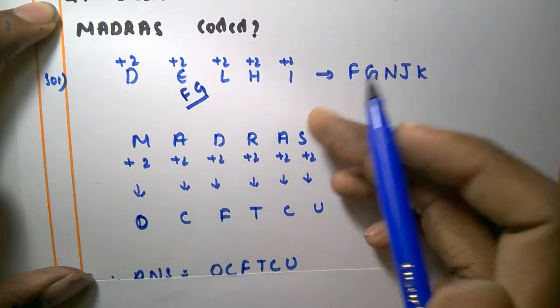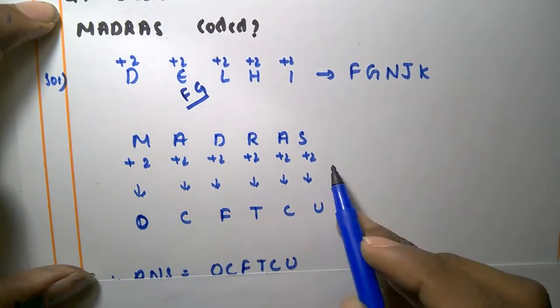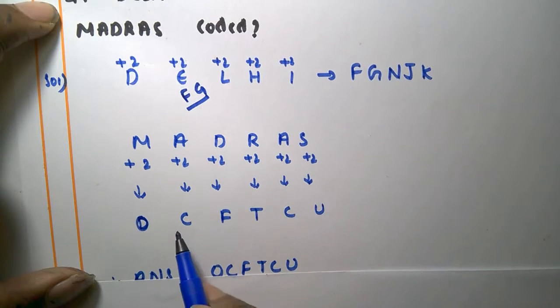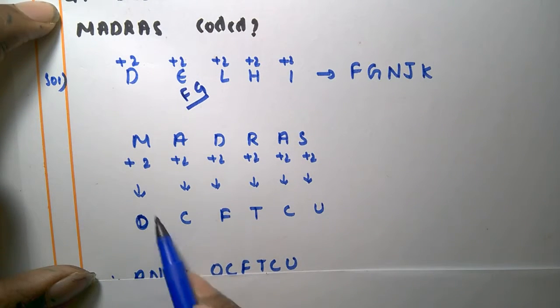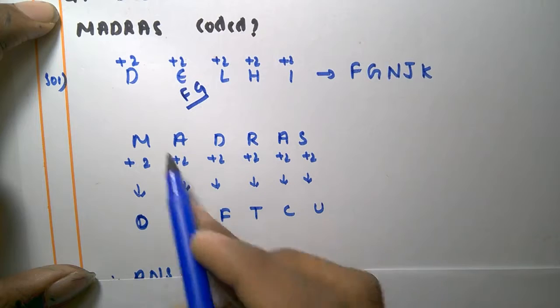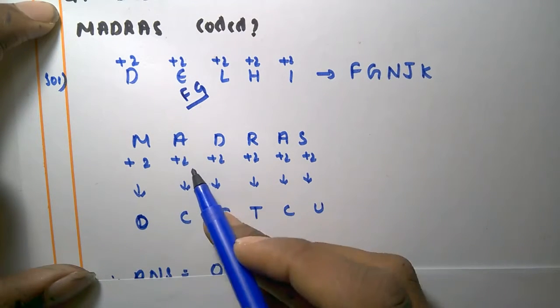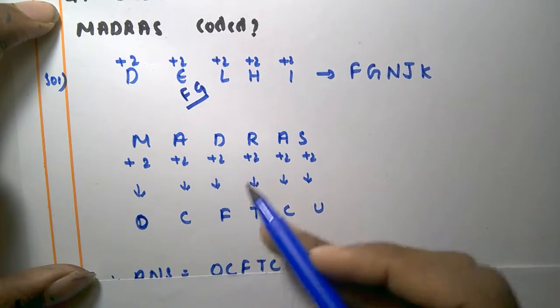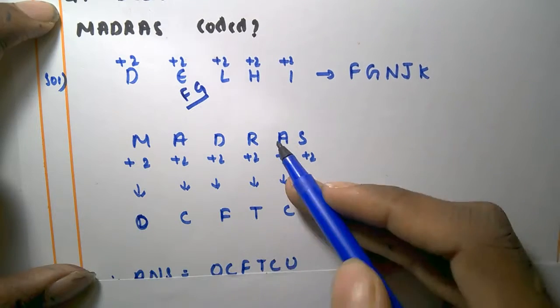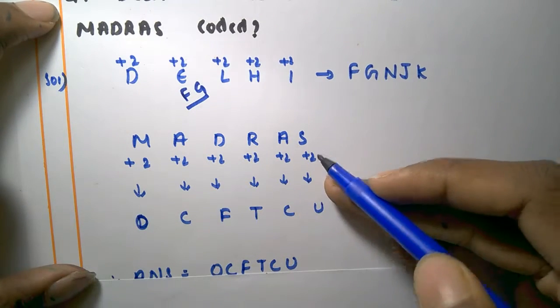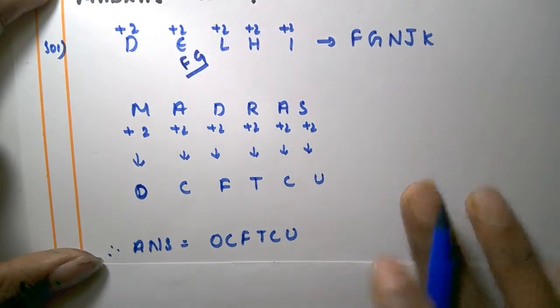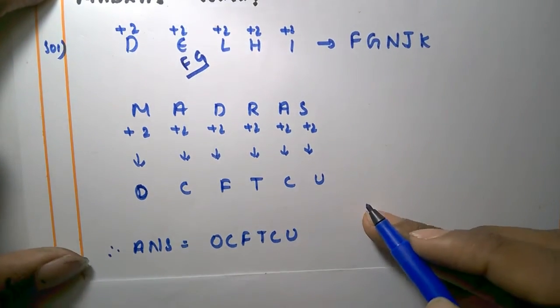And for MADRAS, in the same way, we should add +2 as in the previous one. We can get OCFTCU, that means M N O, A B C, D E F, R S T, A B C, S T U. So this is the answer, guys. OCFTCU, and this was the answer.